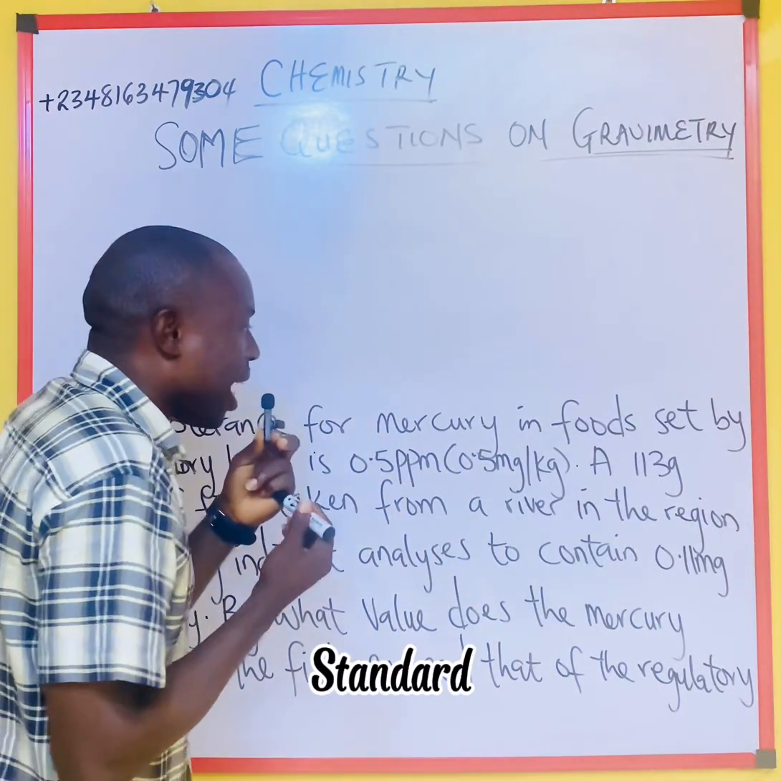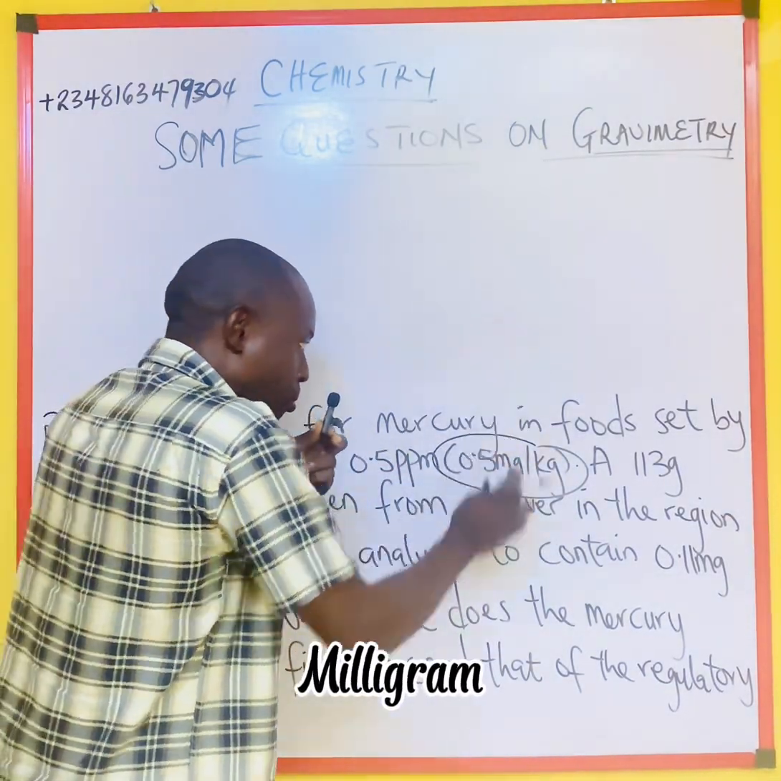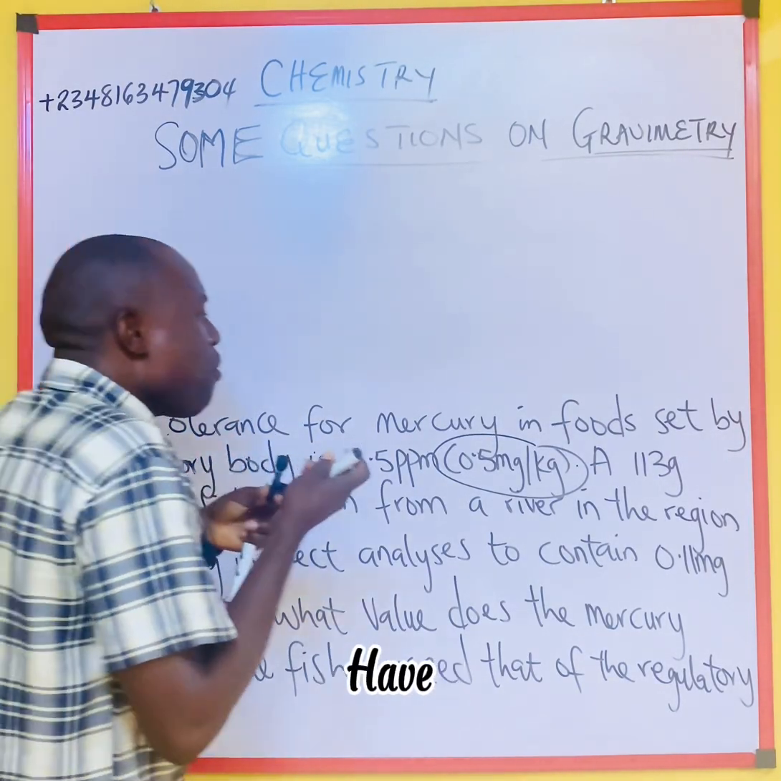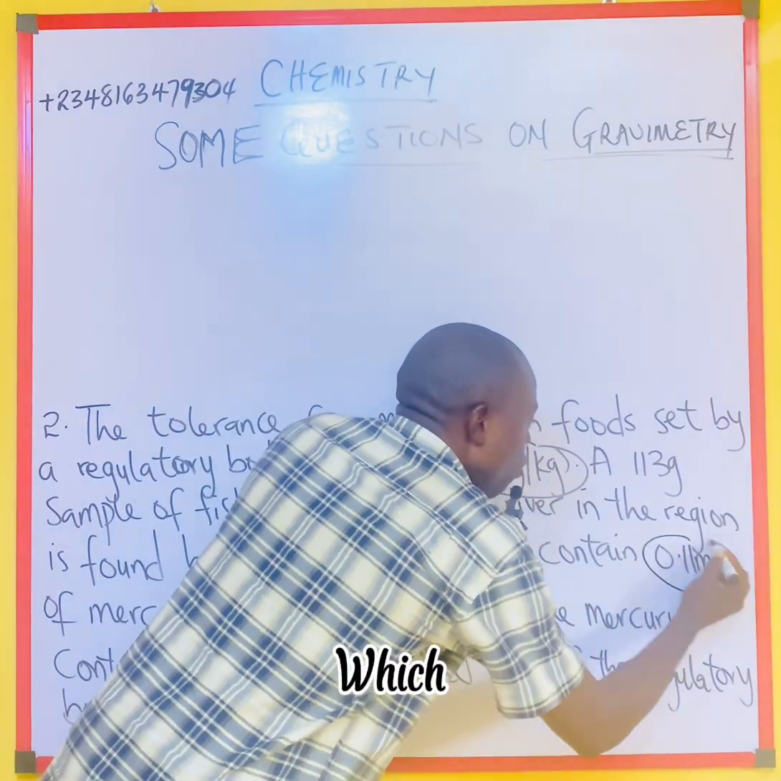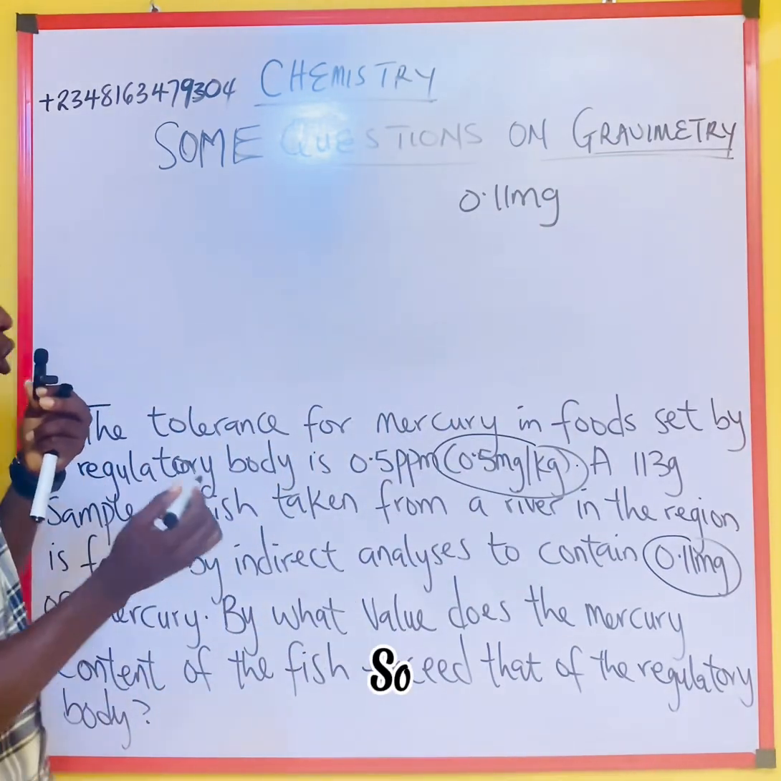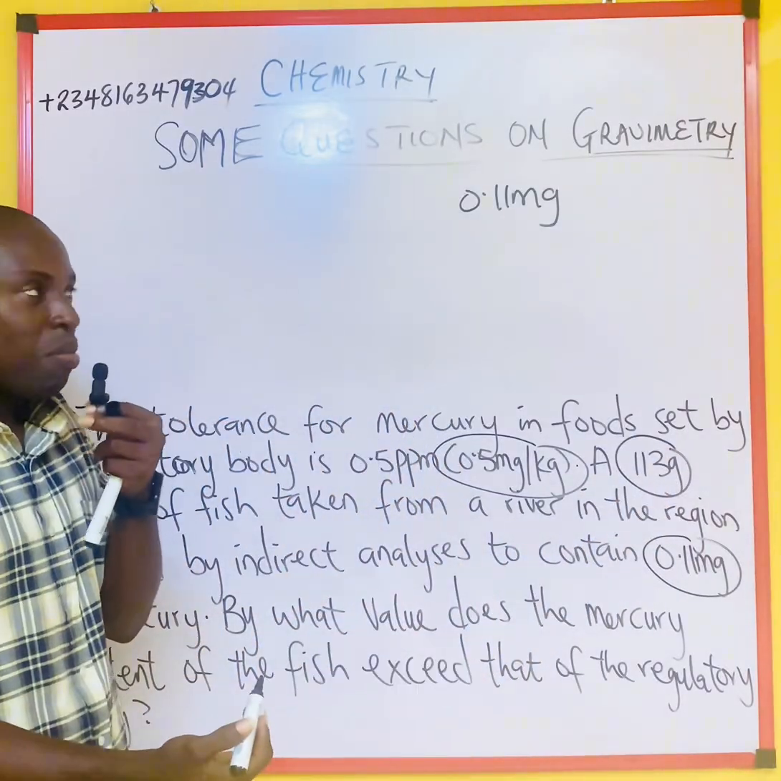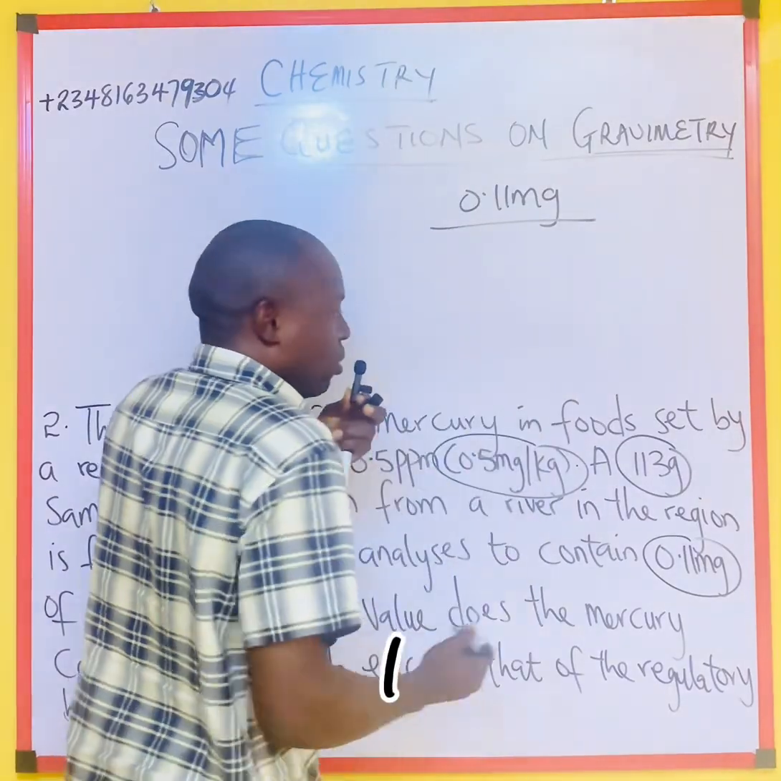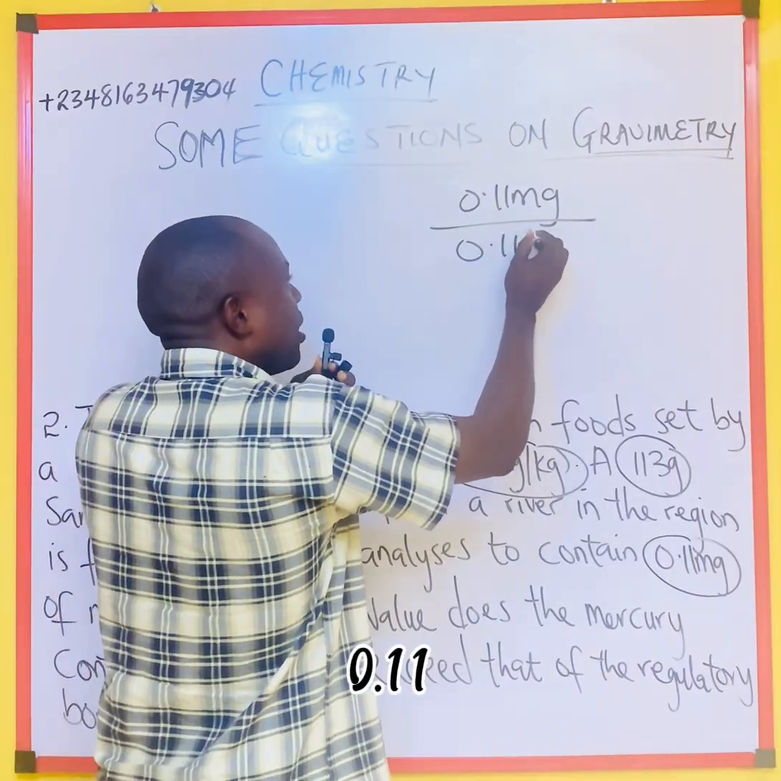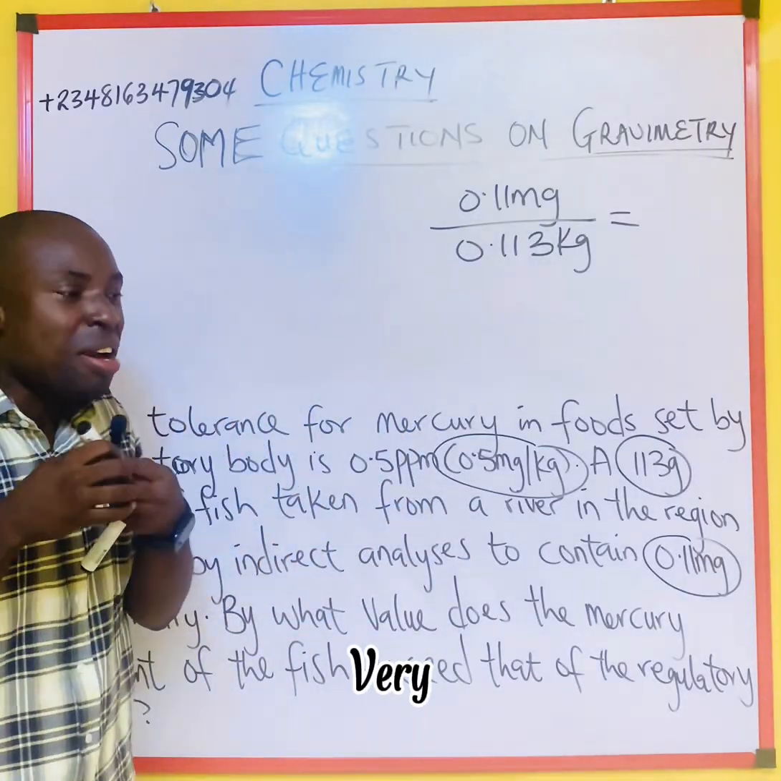Now, we already have our standard to be this. Look at it: 0.5 milligram per what now? Per kilogram. Simple. So what do I do? I already have this one here, which is 0.11 milligram. So I will have to convert my 113 grams to kilograms. When I divide this by 1,000, I'll have 0.113 kilogram.